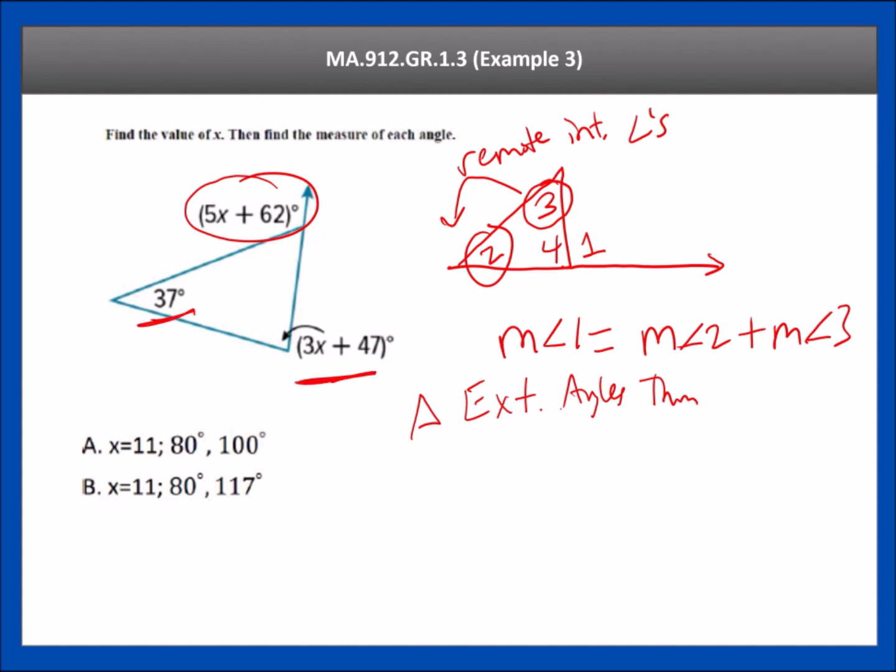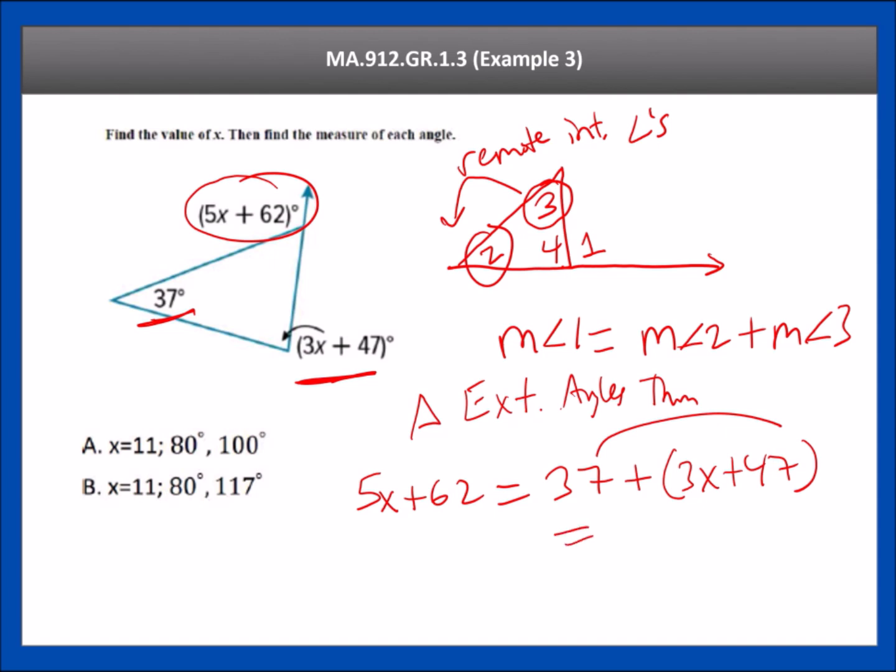So in that case, 5x plus 62, that's the exterior angle. You can get that by adding the two remote interior angles, so 37 and 3x plus 47. And then we can, of course, solve. Combining like terms, 37 plus 47 is 84. I'm going to move the 3x over and subtract it. So this is going to be 2x plus 62 equals 84.